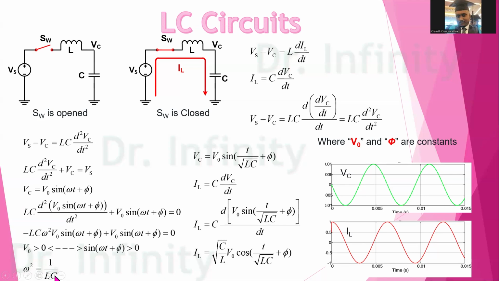Now I can add this omega into this generic equation to obtain the VC. This is the expression for the VC. And also I can get the accumulating current into the capacitor by differentiating the VC by dt. Then finally I will have this equation. Here are the two waveforms related to the VC and IL.